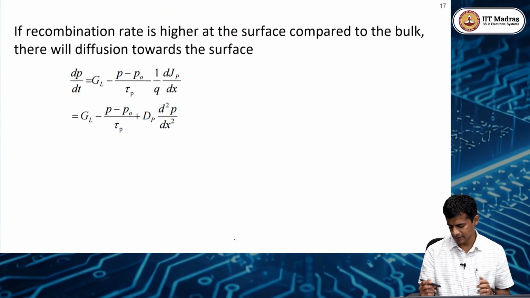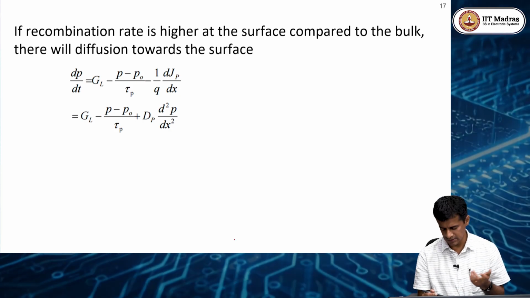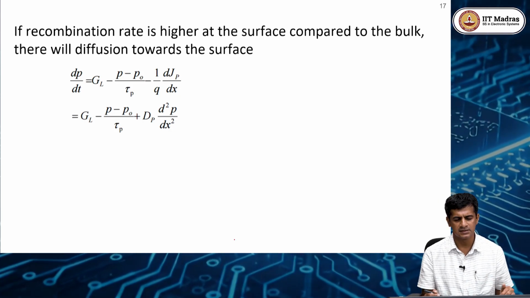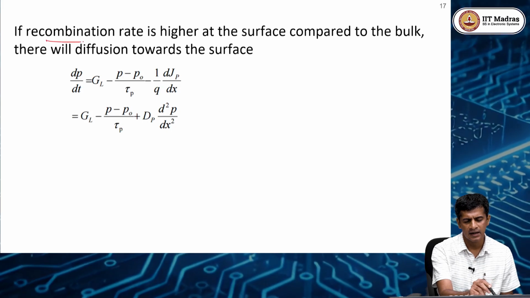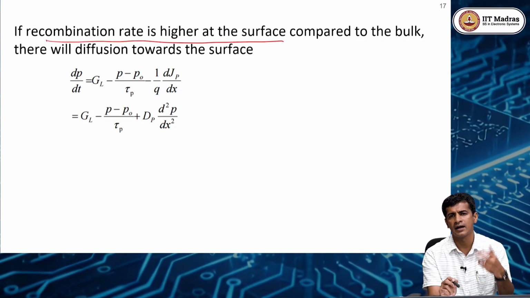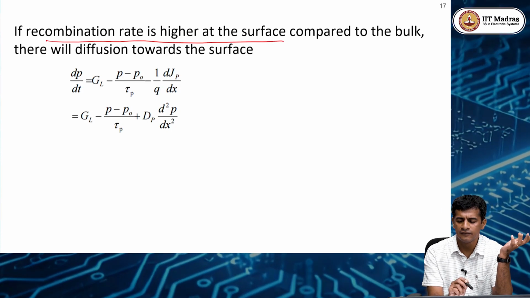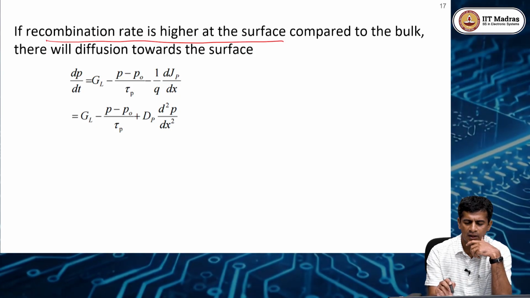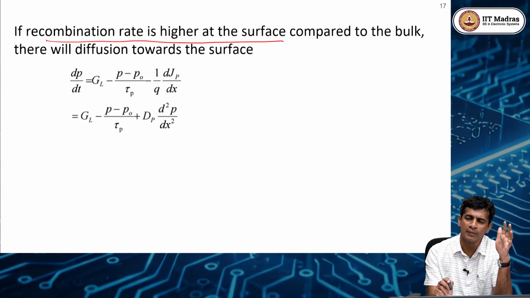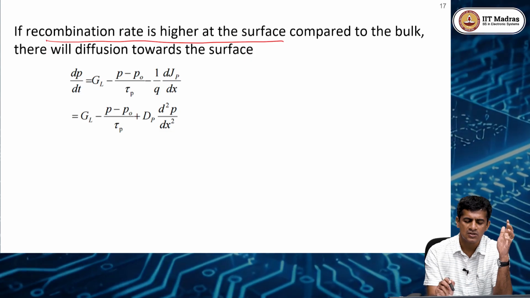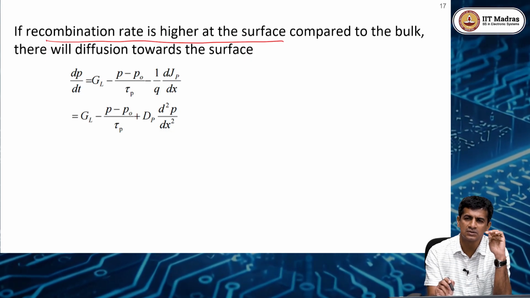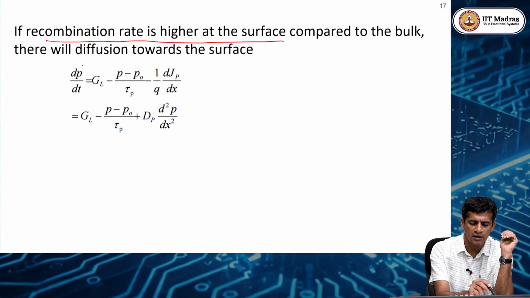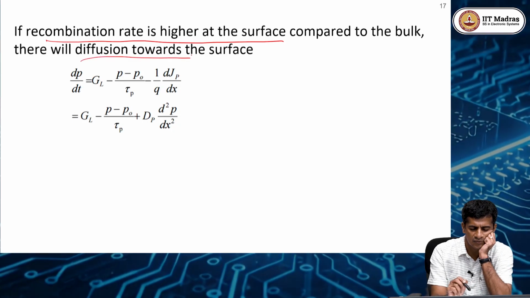So in the case of a surface, what happens is the recombination rate at the surface could be very high if there are lots of defects, compared to the bulk. Then what happens if there is a lot of recombination happening at the surface? Suppose the carriers will try to diffuse towards the surface, right?